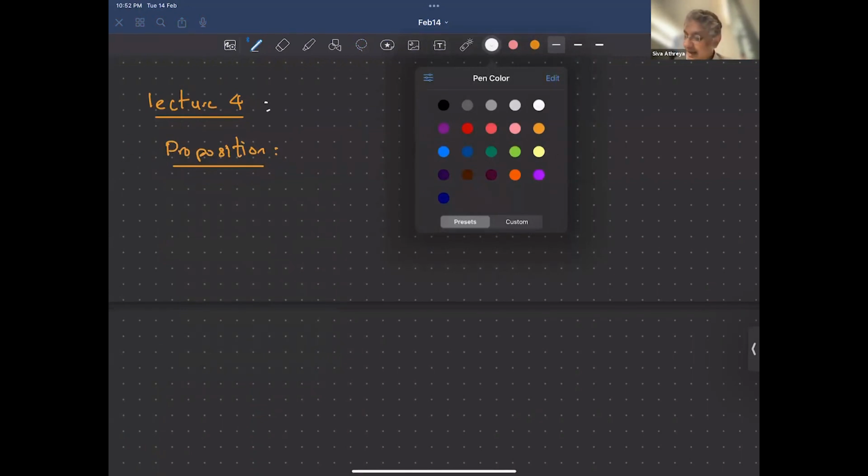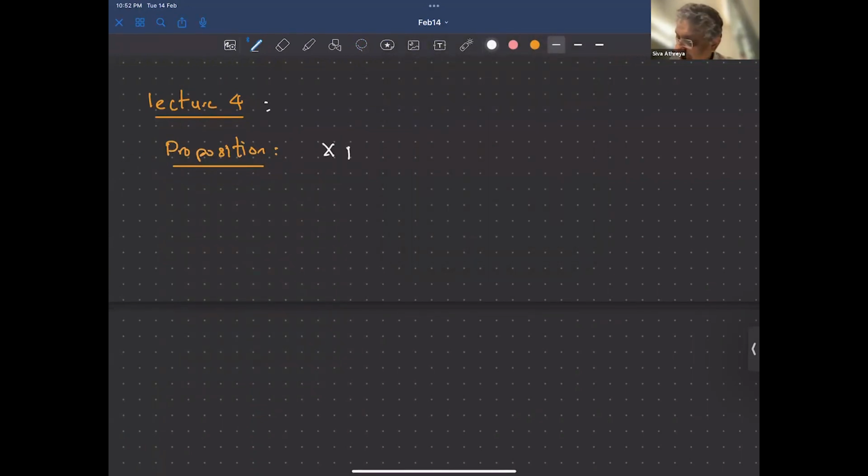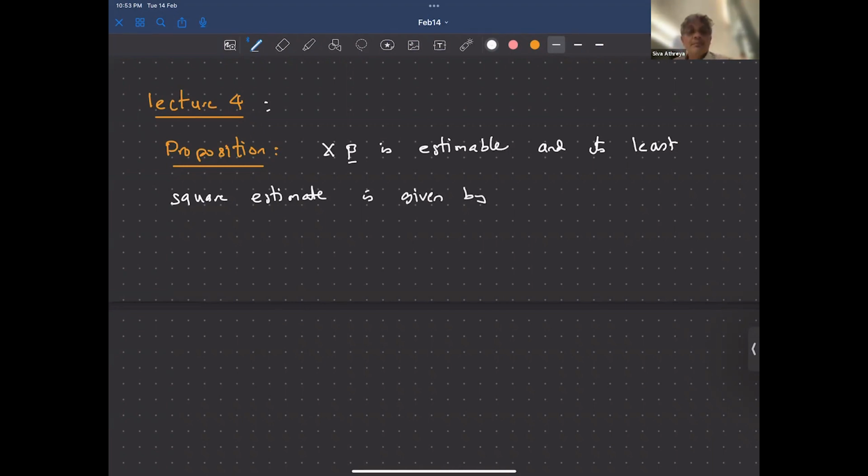So here what I'll say is that X beta is estimable, so you can always estimate X beta, and its least squares estimate is given by, I'll call this P_X y.